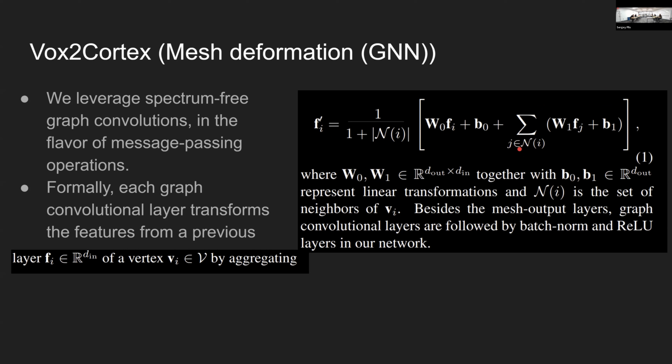Is there a non-linearity on it or not? Is that really right? I think it mentions it right here. So besides the mesh output layers, the graph convolutional layers are followed by batch norm and ReLU layers in our network. So it doesn't strike me as all that different than any of the other neural networks we've seen before, except that there's this aggregation stuff. It's just a free definition of what it means to be a convolution, I guess. But the downstream flow is not all that different.